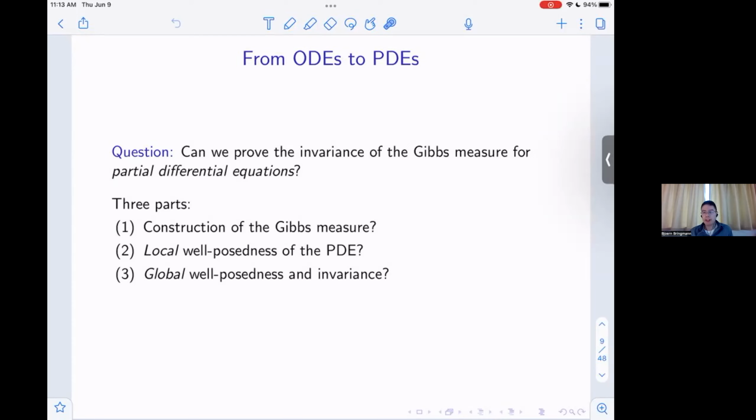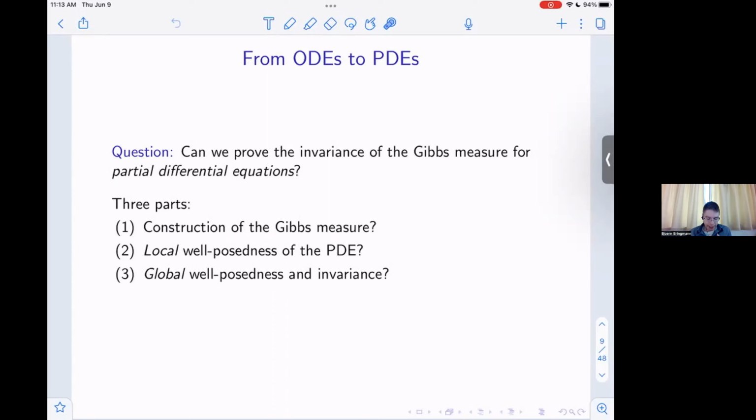And in order to illustrate this a bit better, let me highlight 3 different parts of this question, right? So first, we have to ask ourselves, okay, can we even construct this Gibbs measure, right? In the ODE setting, this wasn't so much of an issue because we could just write down what it is. But in the PDE setting, we're now talking about measures on infinite dimensional function spaces, which are much more complicated.